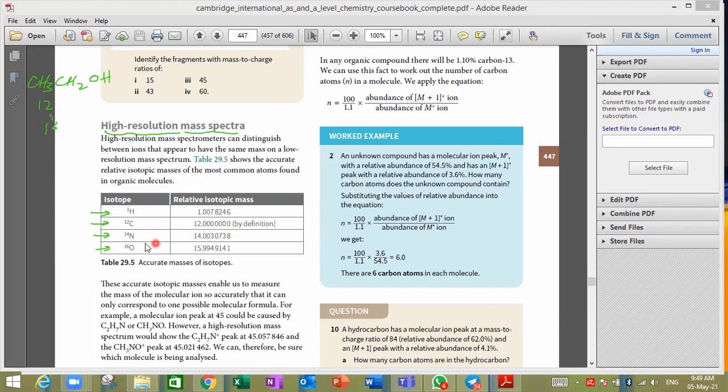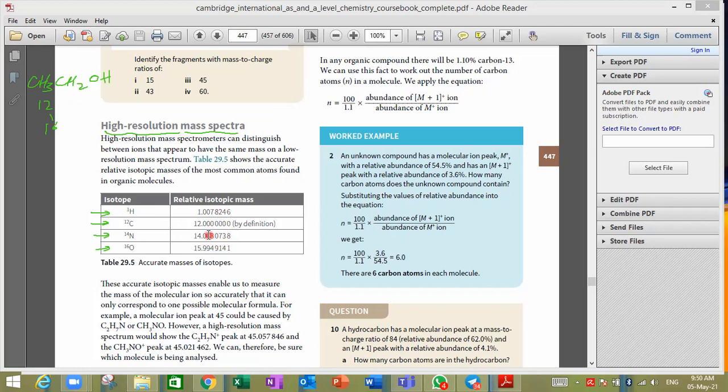Carbon is 12. But nitrogen is not 14. It's 14.003078. So we have to use this value. In oxygen, we have to use 15.9949. Of course, if he's asking you about the high resolution mass spectrometer, then he should give you these relative isotopic masses. You shouldn't just study them. They will give it to you.